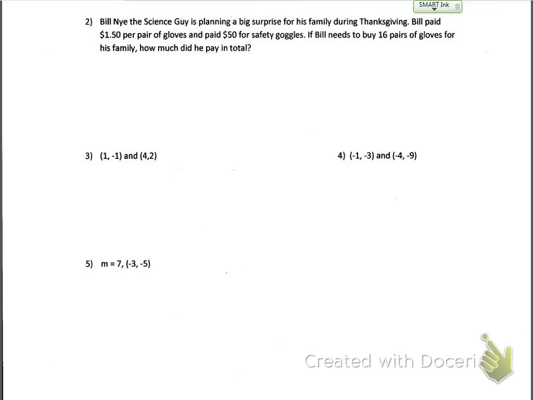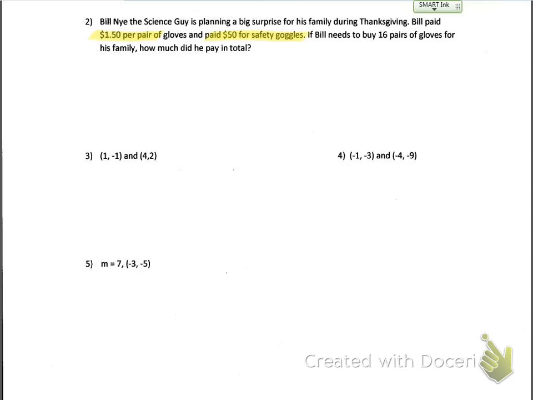So, all right, number 2, it's a word problem. Yay, word problems. We like this. We can do this. All right, Bill Nye the Science Guy. He's pretty awesome. Is planning a big surprise for his family during Thanksgiving. Bill paid $1.50 per pair of gloves and paid $50 for safety goggles. So let's stop there for a second and highlight a couple of key terms. So $1.50 per pair and $50 for safety goggles.